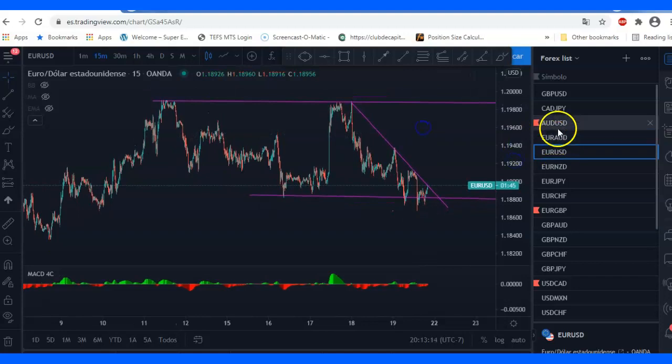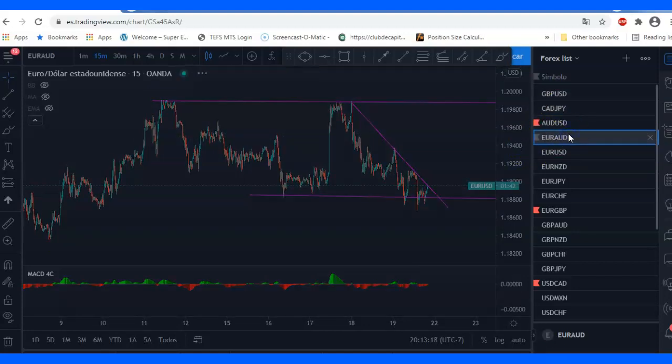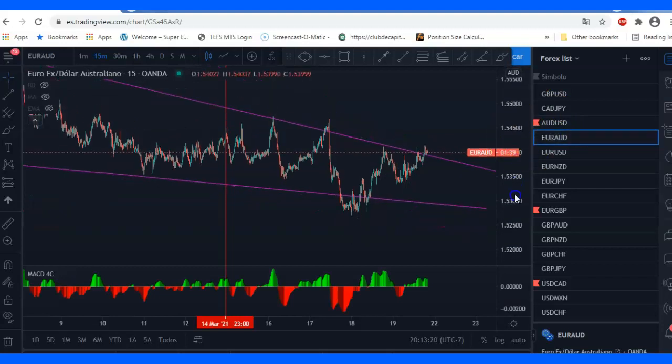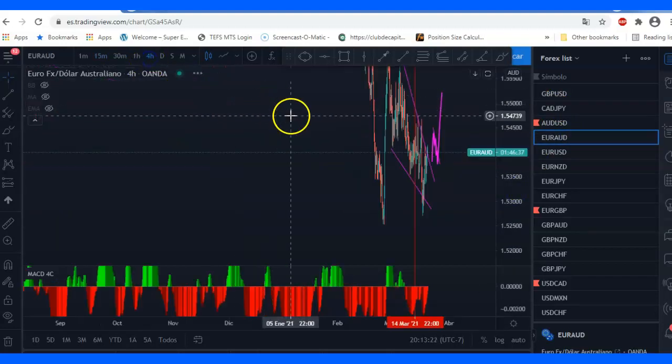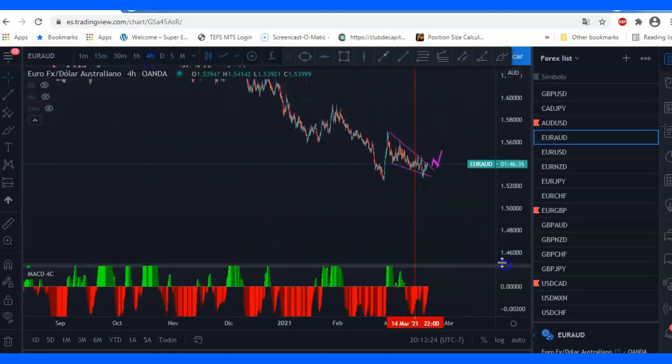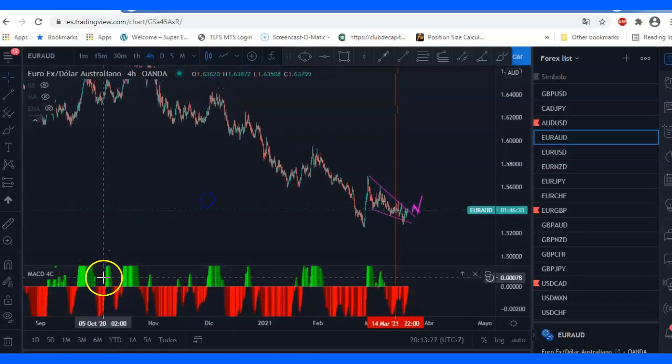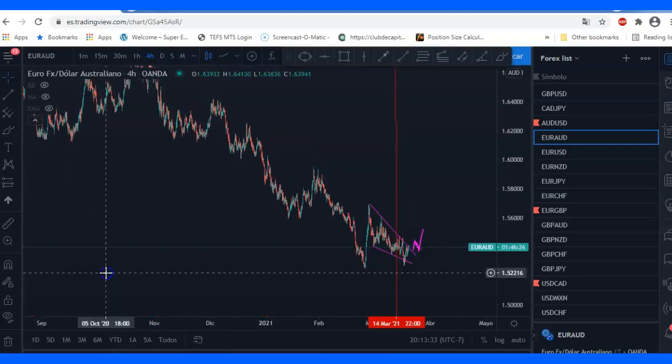I can analyze 1, 2, 3, 4, 5 today. I'm going to go this way. Euro Aussie. What do we have in Euro Aussie? Let's go to the 4 hour real quick so we can see the bigger picture. I'm going to get rid of this indicator for now. There it goes.